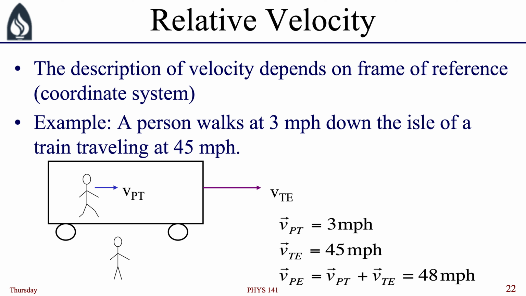The velocity of the train with respect to the Earth, how fast the train is moving, is 45 miles per hour. So if you're a person standing on the surface of the Earth watching the train along with its passenger go by, then if you want to know the velocity of that person with respect to you, you would add together the velocity of the person with respect to the train plus the velocity of the train with respect to the Earth. In this case, these two vectors are pointed in the same direction, so we can just add their magnitudes together, and you would see that the person in the train is moving along at 48 miles per hour, a combination of their speed with the speed of the train.